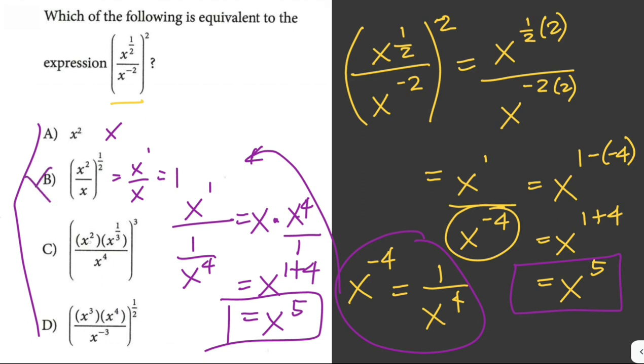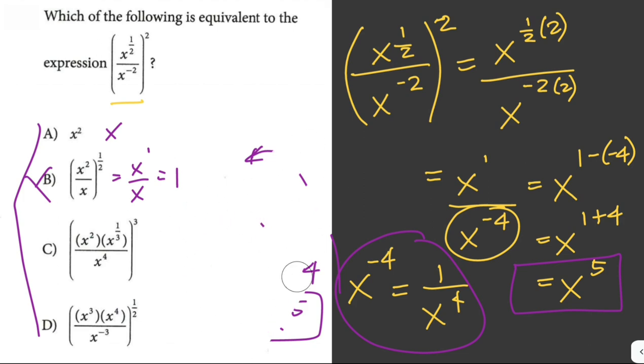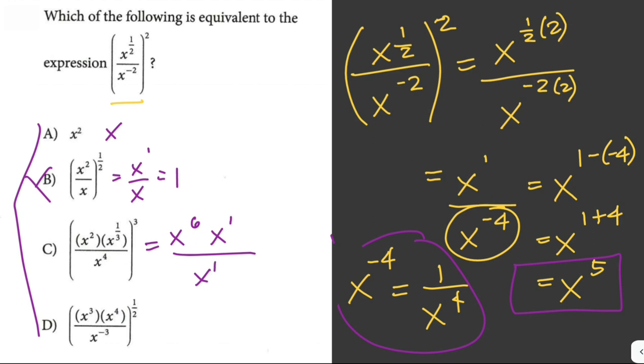And this one is x to, we have to check each one. This is x to the 6 times x to the 1 over x to the 12. This is just x to the 7th over x to the 12, which is 7 minus 12, x to the negative 5, and that is not x to the 5th, so that is not our answer.